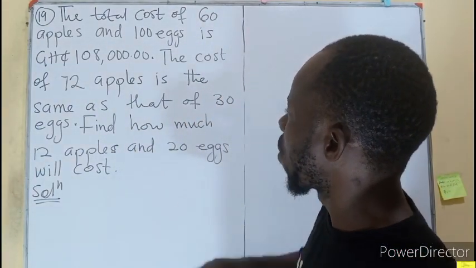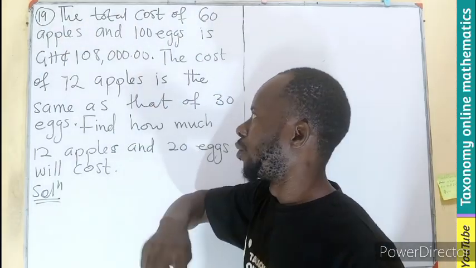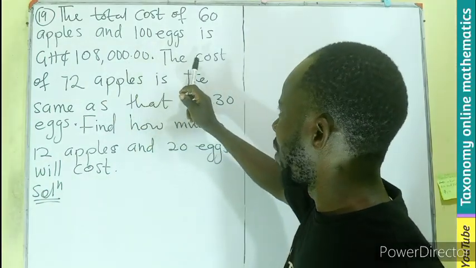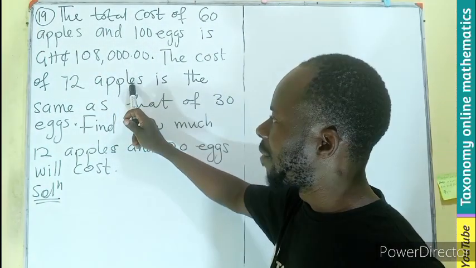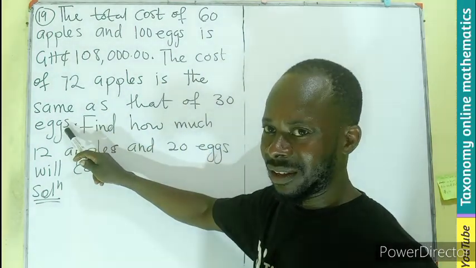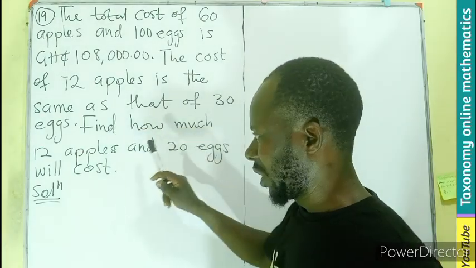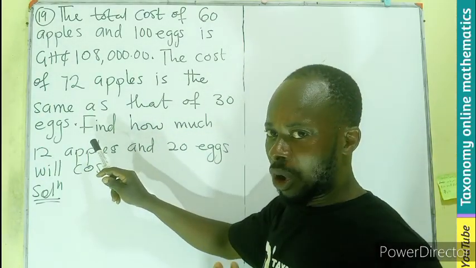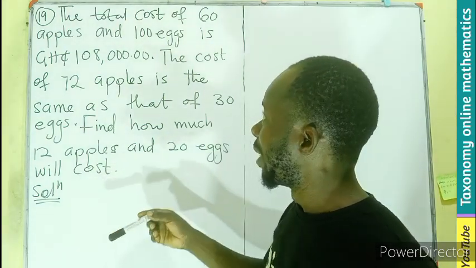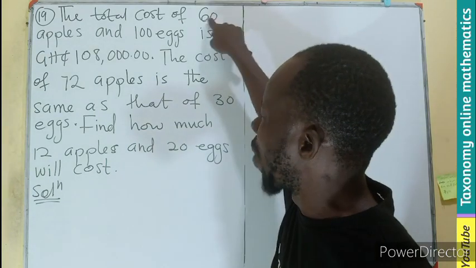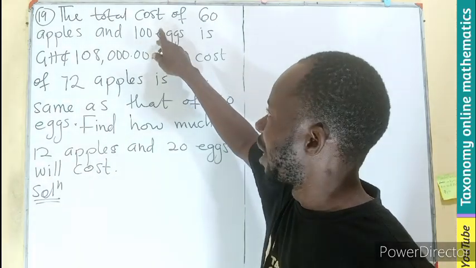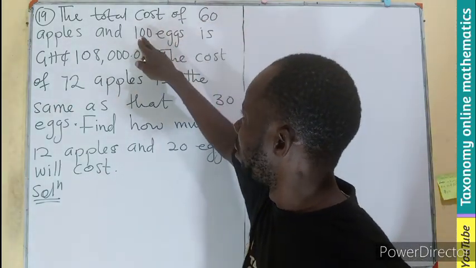This is on word problem resulting into simultaneous equation. The total cost of 60 apples and 100 eggs is 108,000 Ghana cedis. The cost of 72 of the same apple is the same as the cost of 30 of the eggs. So now we have to find how much 12 of the apples and 20 of the eggs will cost. Before that, we need to know how much one apple costs and how much one egg costs, so that we can multiply by the amount.